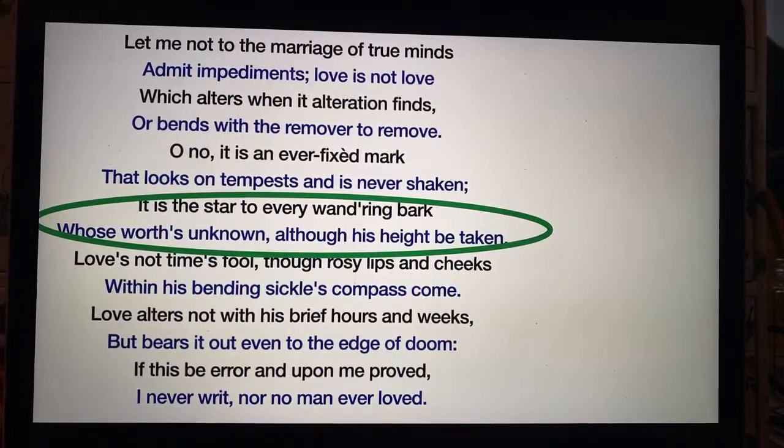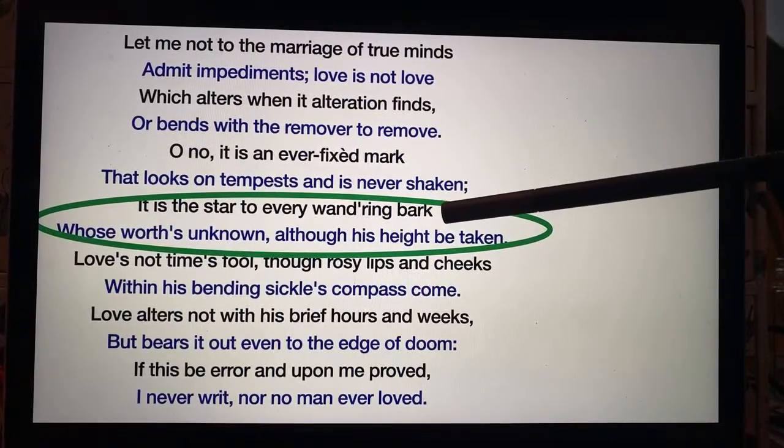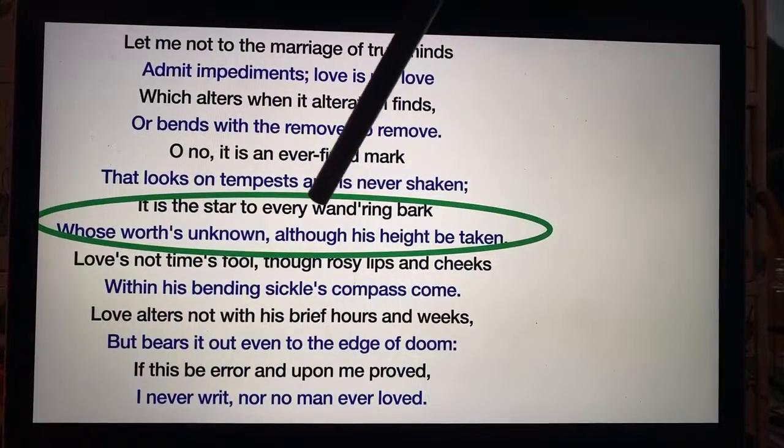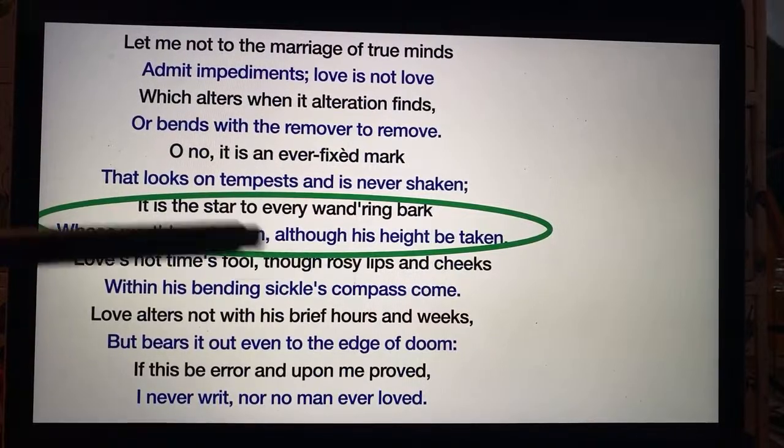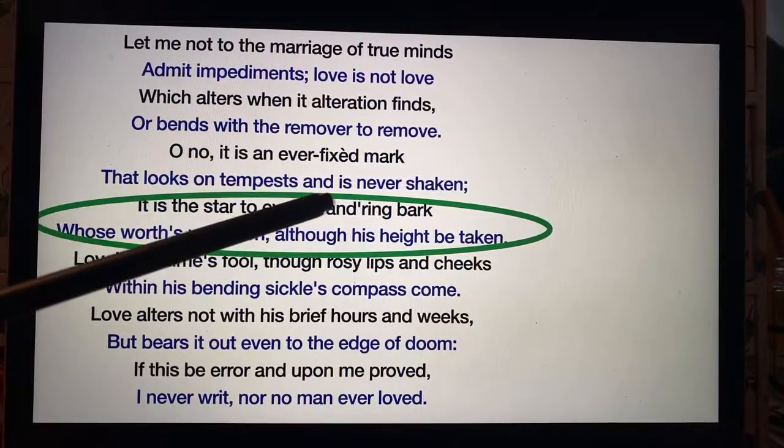A bark means a ship, made of wood. So wandering barks, wandering ships on the sea, would use the stars to navigate. And Shakespeare definitely did know this. You can use the stars for all kinds of things. You can work out the angle.